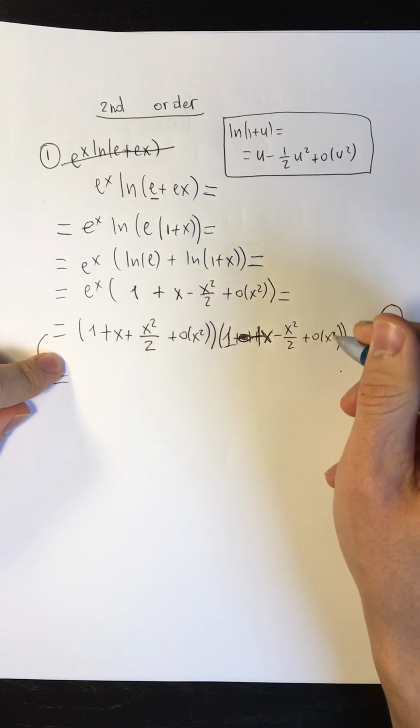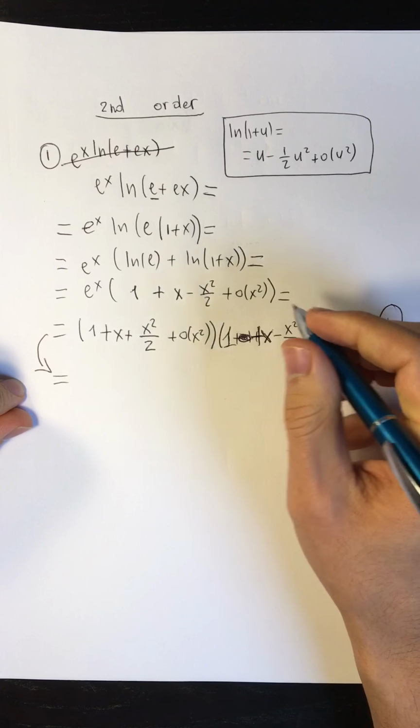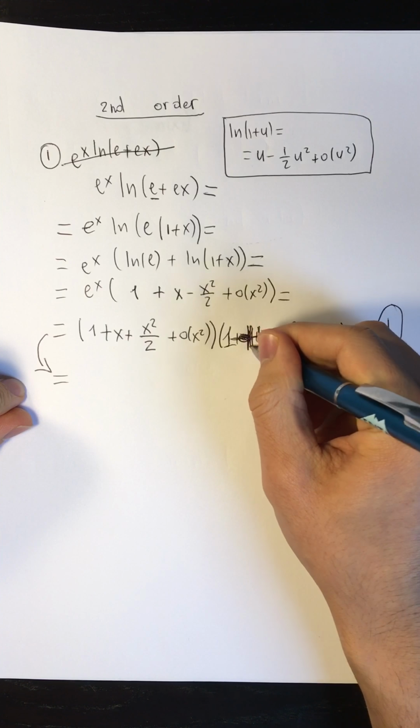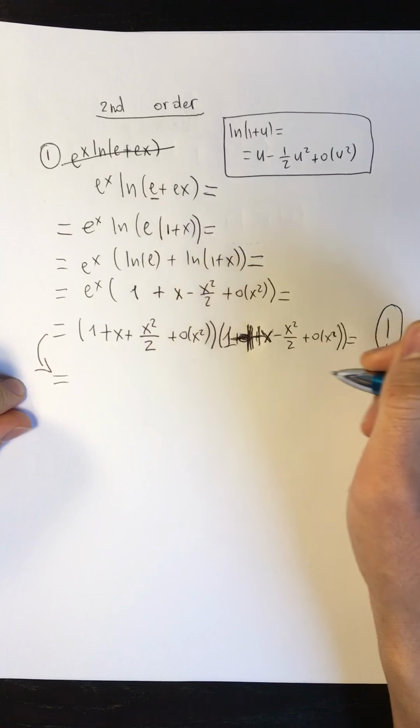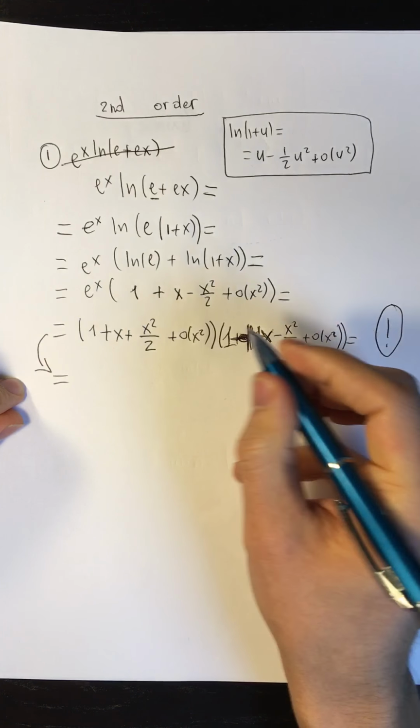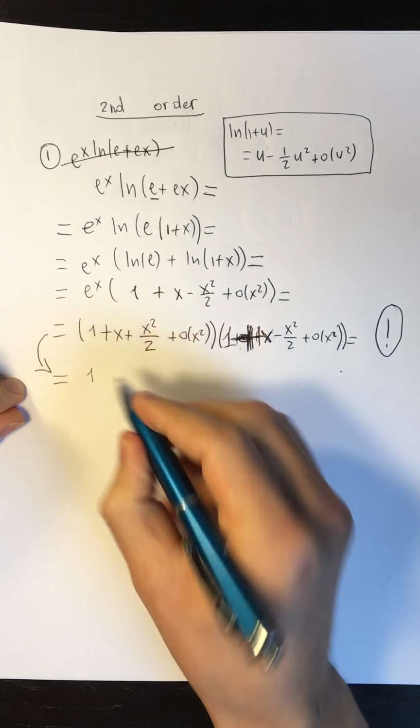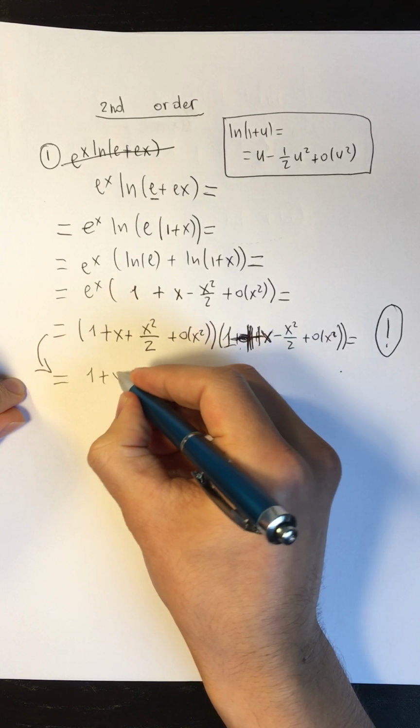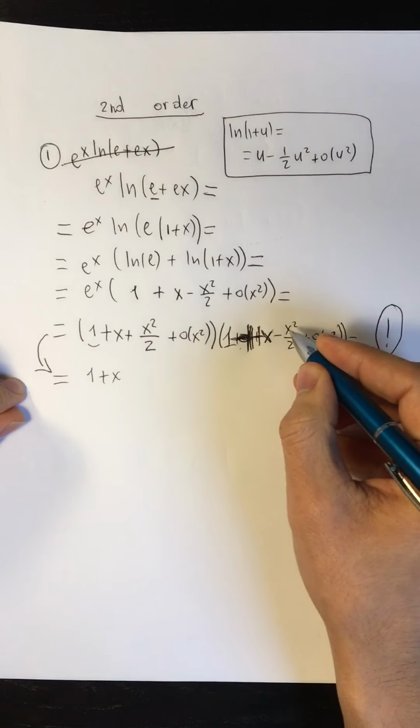Okay, it's 1 plus x, 1 plus x. Okay, like this. Oh, I messed up. But it's okay, you understand this, 1 plus x. So 1 times this is equal to 1. 1 times x is equal to x.